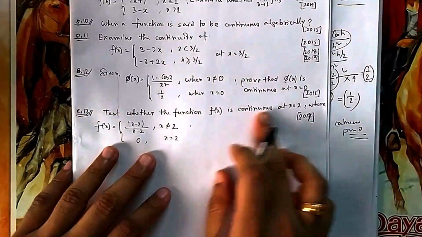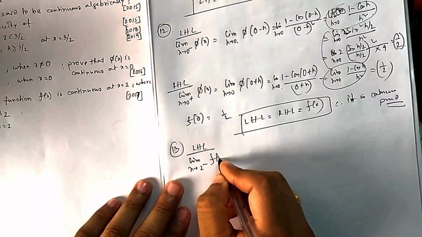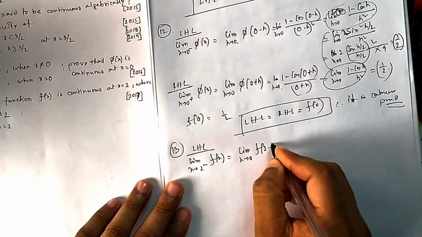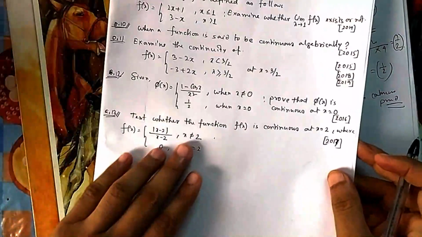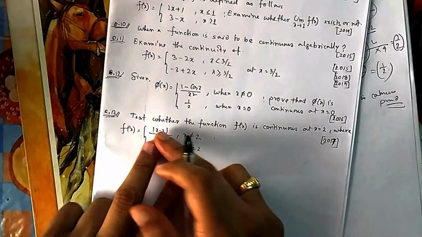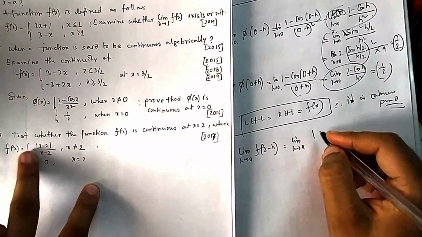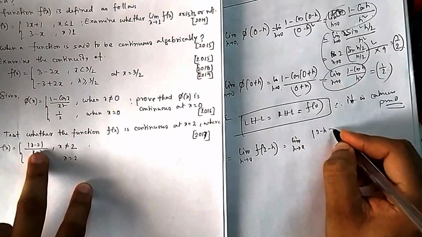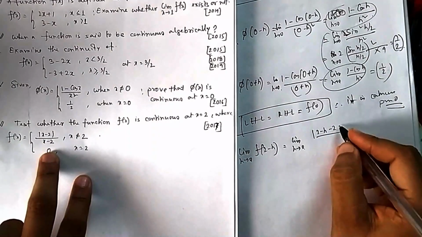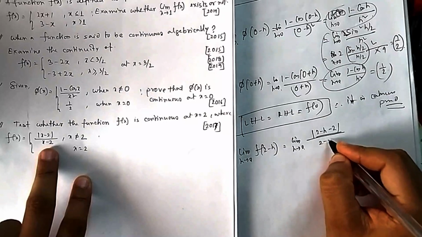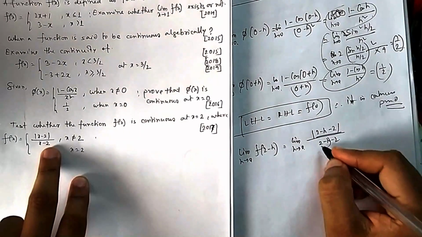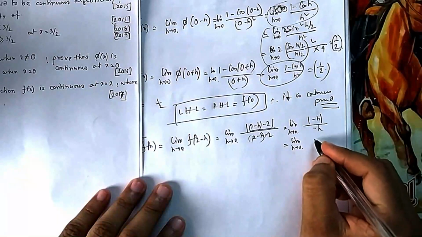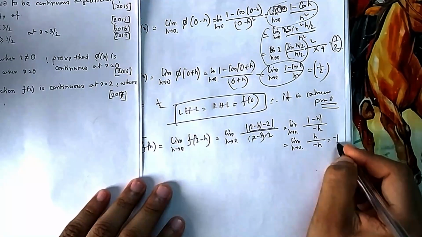13. Test whether it is continuous at x equal to 2. Again same, so it will be left hand limit, 2 minus, so it is 2 minus h. So for a little less than 2, that means it is not equal to 2, we will be using this one, mod of, instead of x we will write 2 minus h minus 2, divided by 2 minus h minus 2. Instead of x I am writing 2 minus h, that's it. So it will be mod of minus h by minus h, that is minus 1.